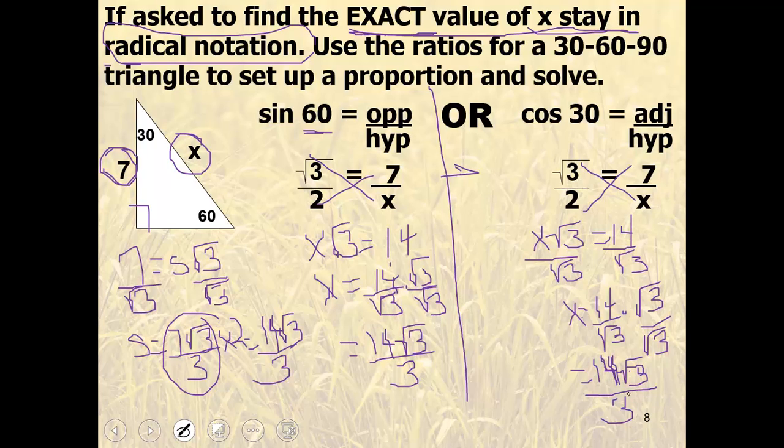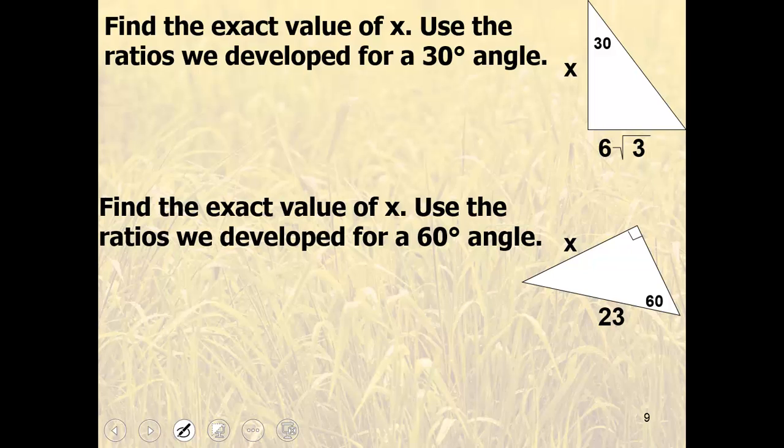Okay? All right. Let's try this one. Find the exact value of x. Use the ratios we developed. Anytime we want exact, we want to use those exact values. The 1/2, the square root of 3 over 2, the square root of 3 over 3. Here's my 30-degree angle.